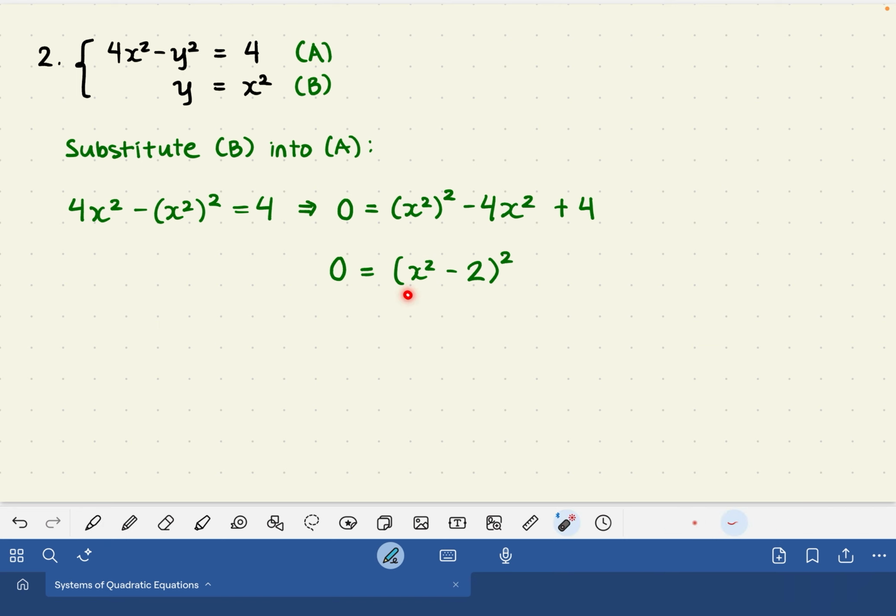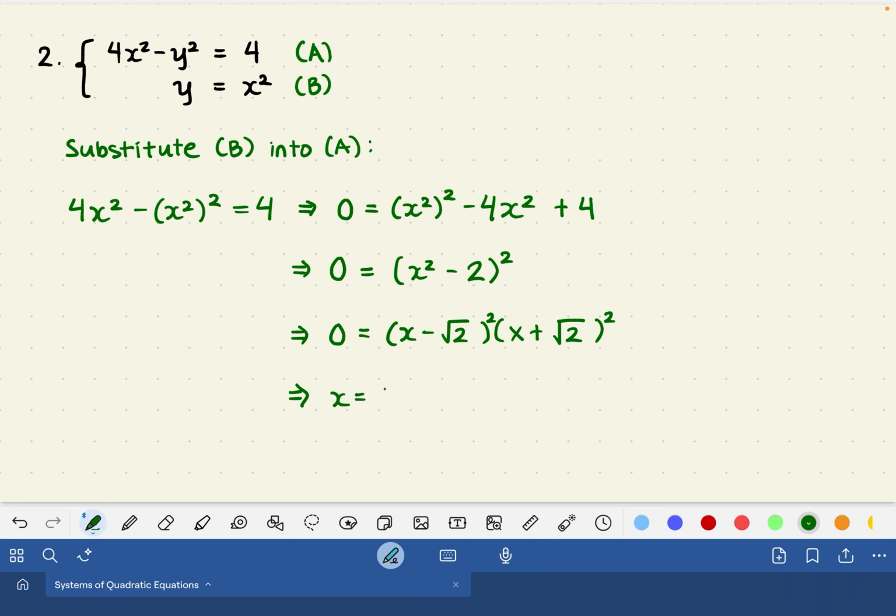Then take note that x squared minus 2 further factors, so we'll have 0 equal to x minus square root of 2 and x plus square root of 2, each squared. This time we use the difference of two squares. Now that we have this, we know the corresponding x values that would make this equation equal to 0. Clearly, these x values will be x equal to plus or minus square root of 2.